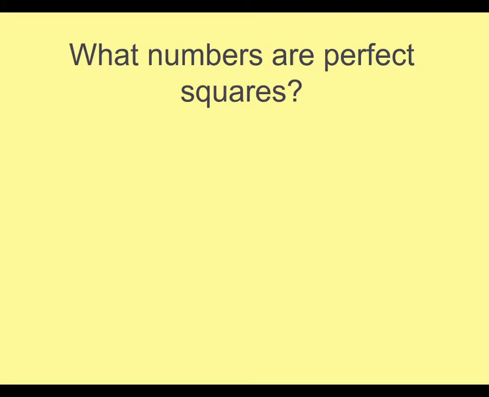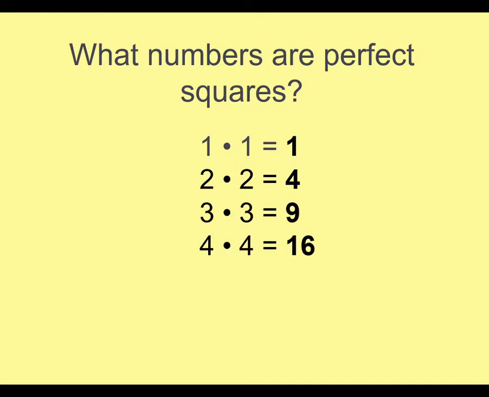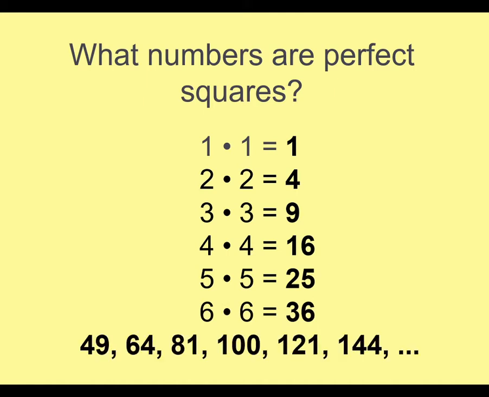Let us first look at what are the numbers that are perfect squares. So we have 1 times 1 is 1, 2 times 2 that is 4, 3 times 3, 5 times 5, and so on. The reason why we should know about perfect squares is we can factor the radical as simple as possible.